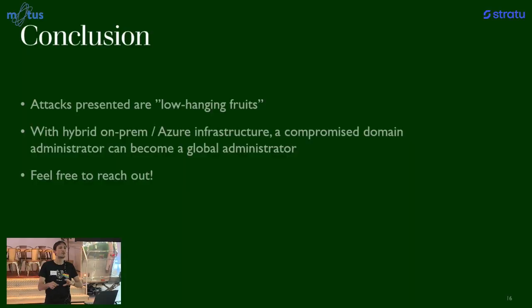And don't think just because you have a hybrid environment with on-prem and Azure, and your on-prem is very small and the Azure is very big, you're safe, because when you're a domain admin, you can also become a global admin fairly easily, depending on the configuration. It's a thing to escalate from one to the other.